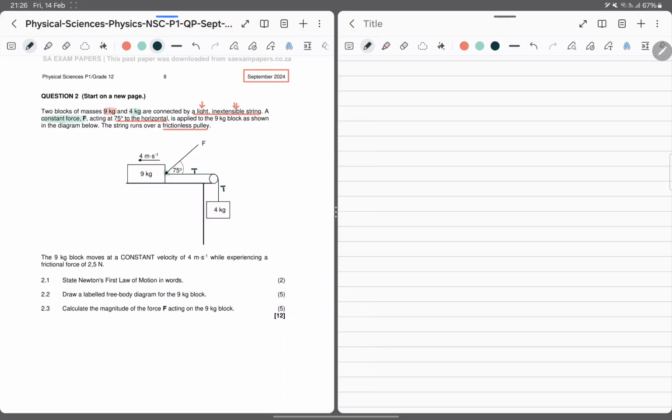Not a problem. And then we're told the 9 kilogram block moves at a constant velocity of 4 meters per second. Now, question is in which direction? If we look in the diagram, we'll see that the arrow of that velocity is pointing to the left. So these are things that you may miss if you read this in a hurry and you just start answering questions without understanding the actual scenario given.